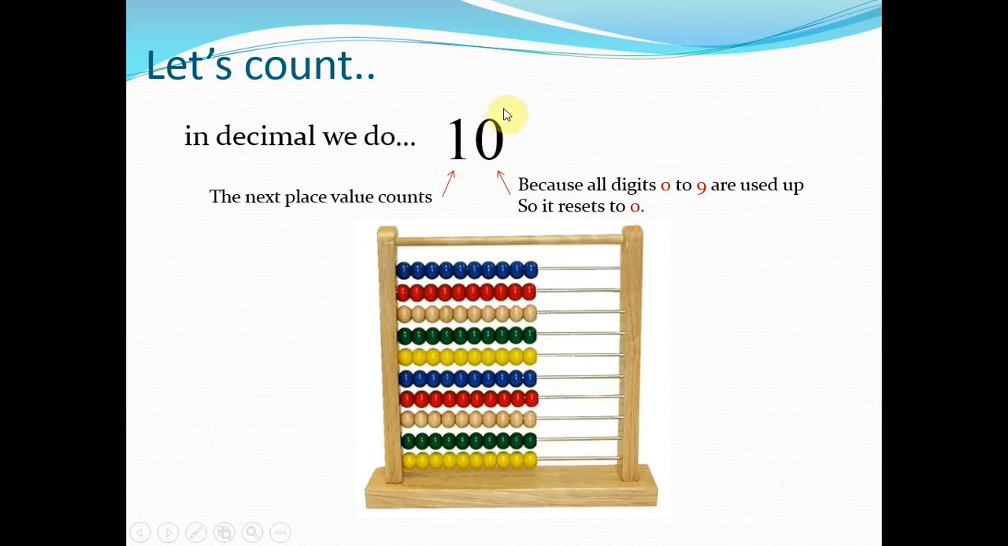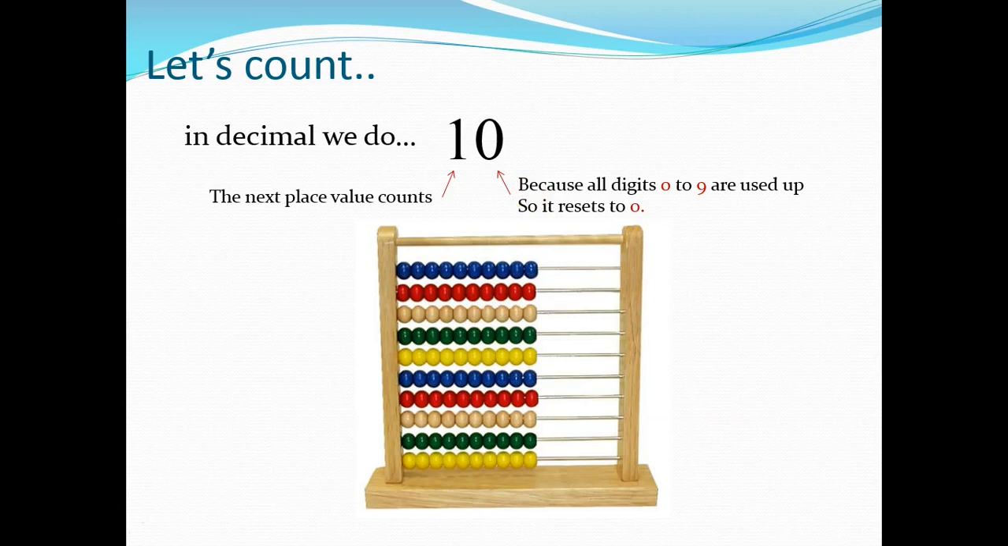So we reset to 0 and increment the next place value. Since this is 9, no more counting digits can be used, so reset to 0 and increment to the next place value, which is now 1, or 100. That is why 100 comes after 99. I hope you understand that one well.